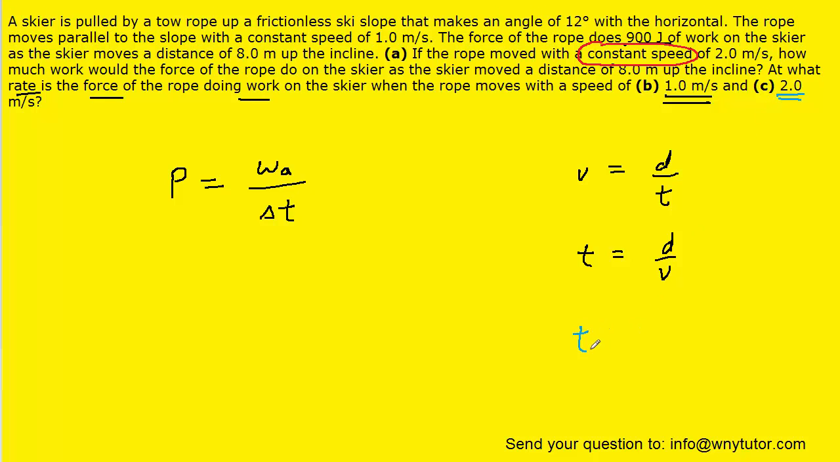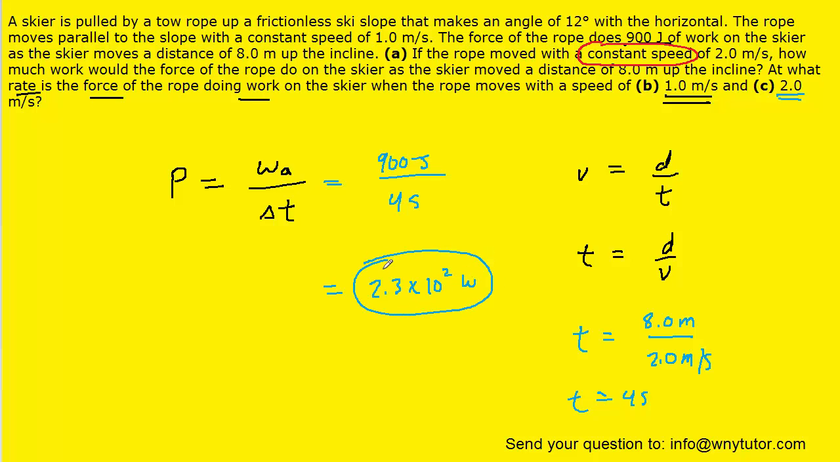So the time's going to change. We'll take the same distance of 8 meters and divide it by that speed of 2 meters per second. And of course, that's going to give us 4 seconds. So we'll go ahead and plug in the 4 seconds for the time interval. And when we do that, we get approximately 2.3 times 10 to the power of 2 watts. So that's the correct answer to part C.